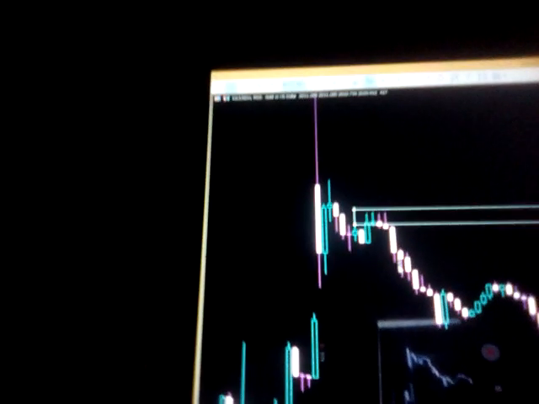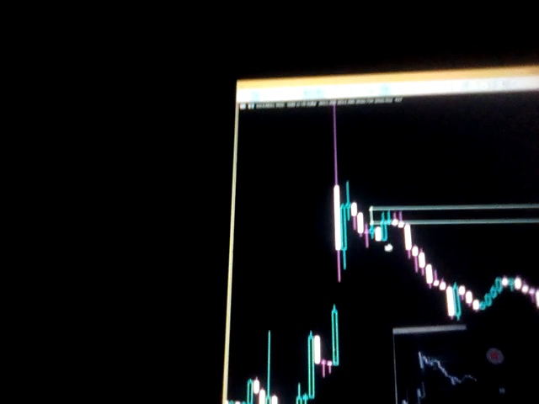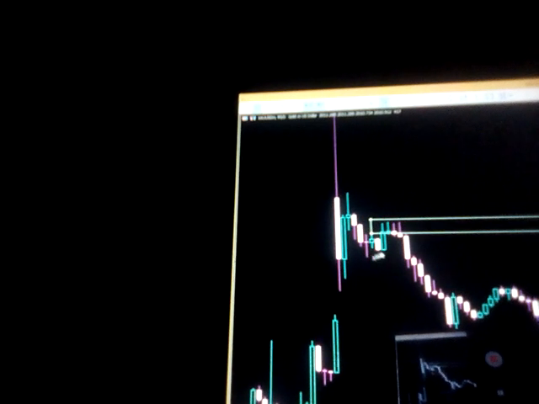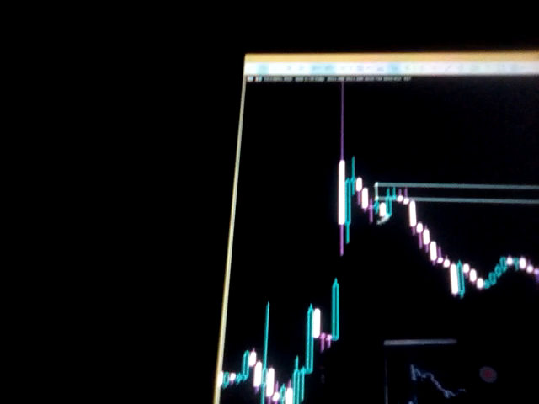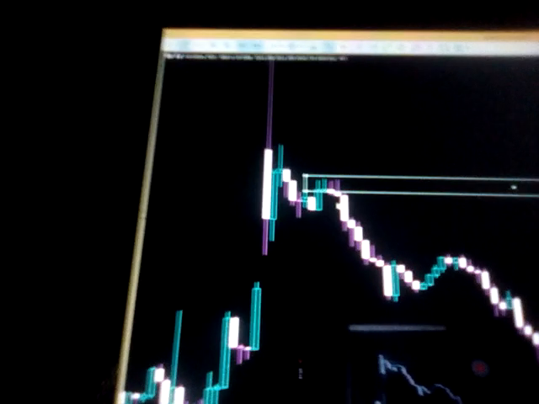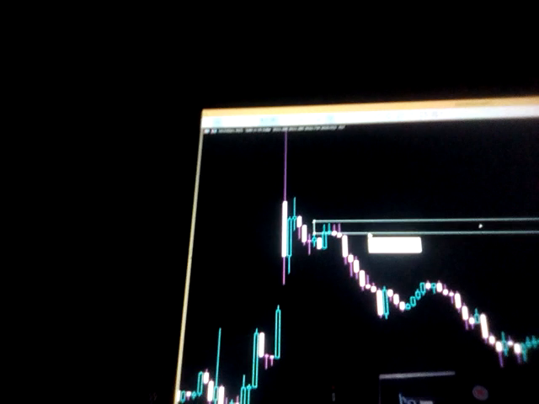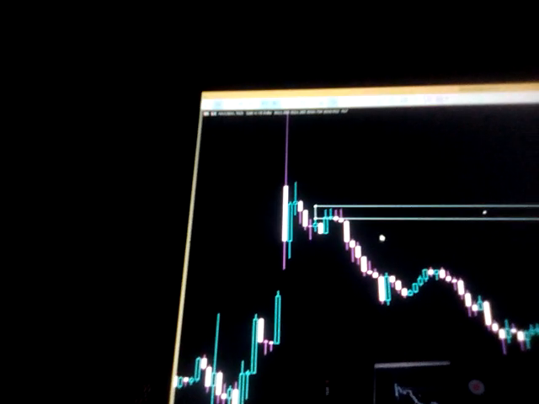The impulse should also break structure. You see, it broke structure here, it broke structure there. Now after you see that, and you have marked your zone, you can now move to the 1 minute time frame.